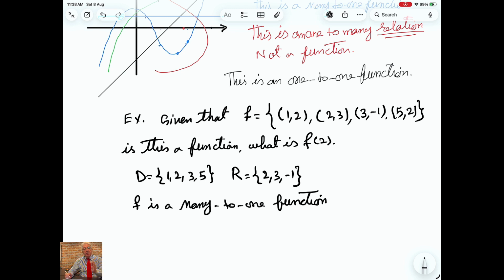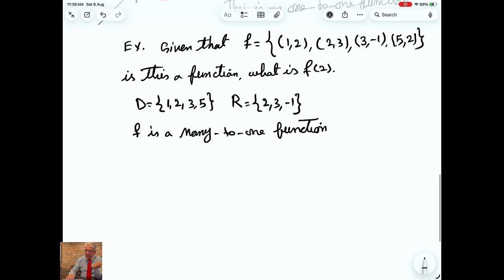Why is it a many-to-one function? Because the image of 1 is 2, and the image of 5 is also 2. Therefore, many elements have the same image. When you say one-to-one function, all the elements of the domain should have different images. If one of the elements has 2 images or more, then that will not be a function. If 2 or more different elements have the same image, it is a many-to-one function.